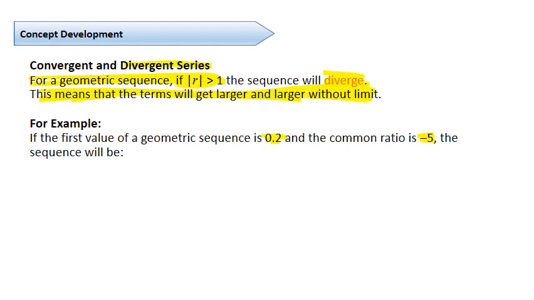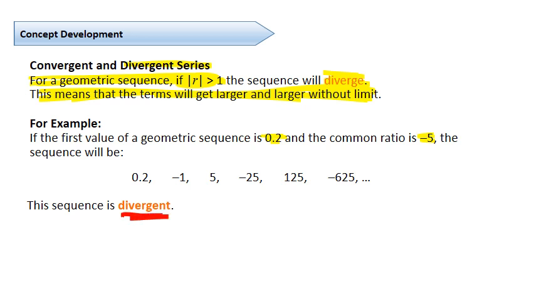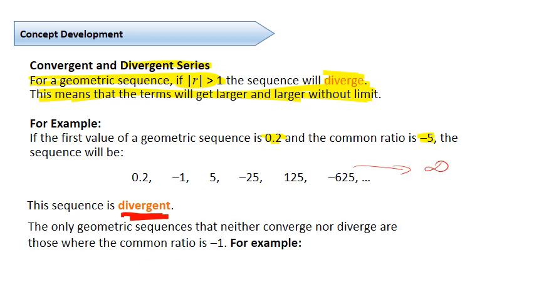The first sequence will look like this. We get 0.2, multiplying that by -5, we get -1. Multiplying by -5 again, we get 5, a positive 5 this time. Multiplying by -5 again, we get -25, then 125, and then -625, and so on and so forth. This is an example of a divergent series. If we were to continue this pattern on and on, eventually we would go to infinity.